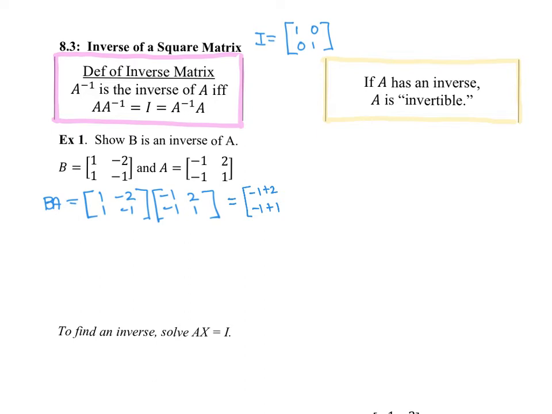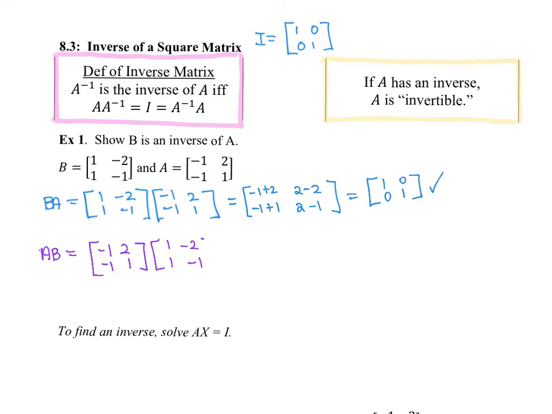Let's see, row 1, column 2: 2 minus 2. Row 2, column 2: 2 minus 1. This simplifies to the identity matrix, which is a good sign. So it does work in one direction. It needs to work in both directions. So now I'm going to do A times B and make sure that this also produces the identity matrix.